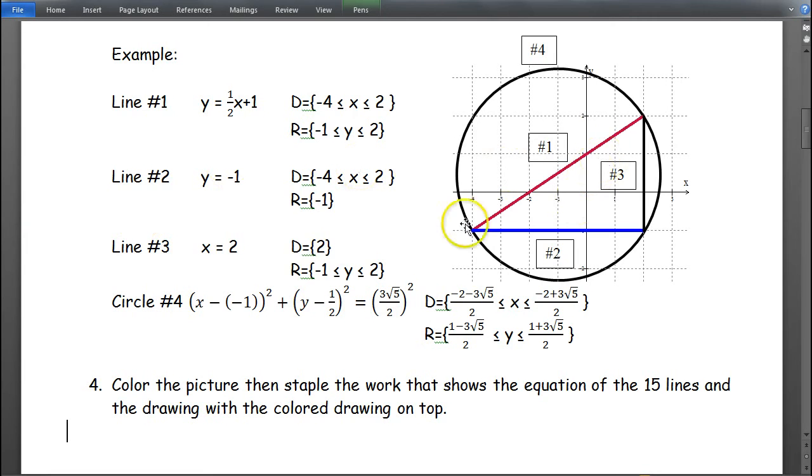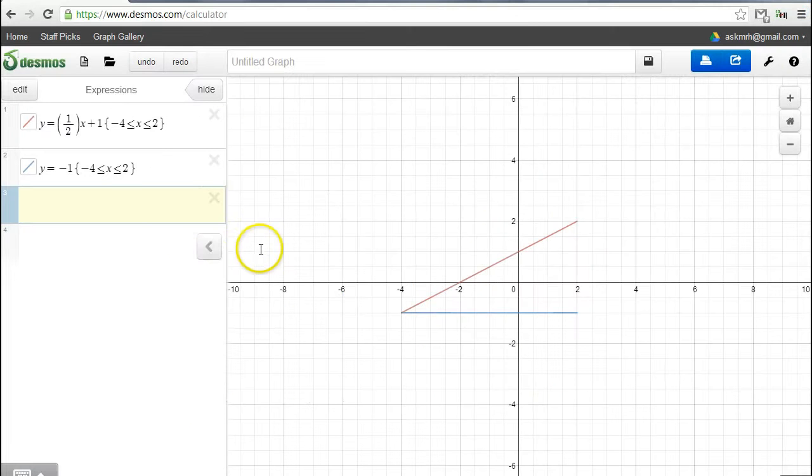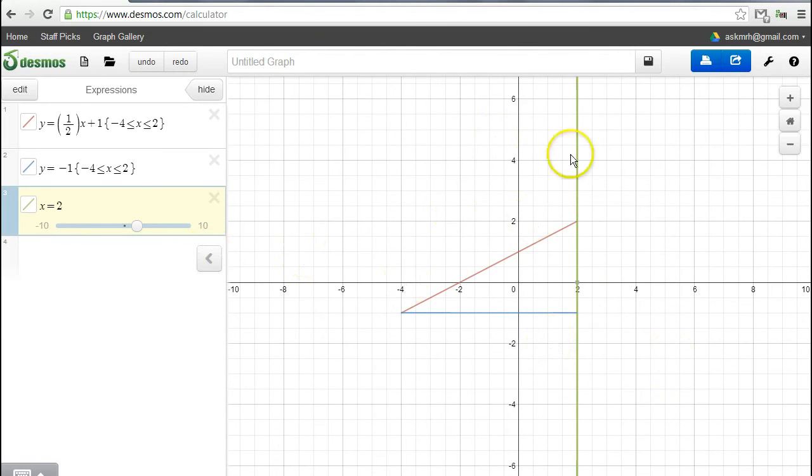Okay, let's draw the vertical line there. So what's the equation of the vertical line? It was x equals 2, right? So again, if I just put x equals 2, it'll give me that vertical line. But again, it goes on forever. Now this time I can't really restrict my domain, right? Because my domain is x equals 2. That's the only x value that I'm using, right? Every point on this line.